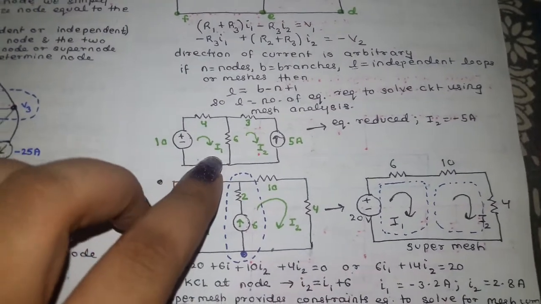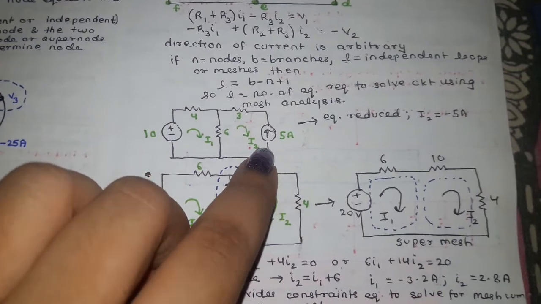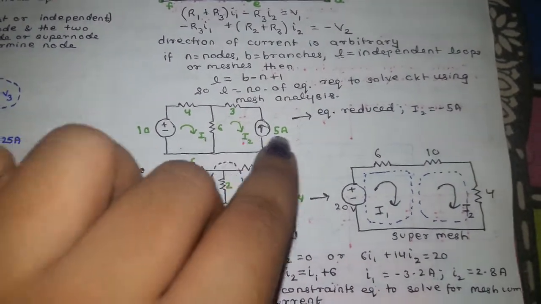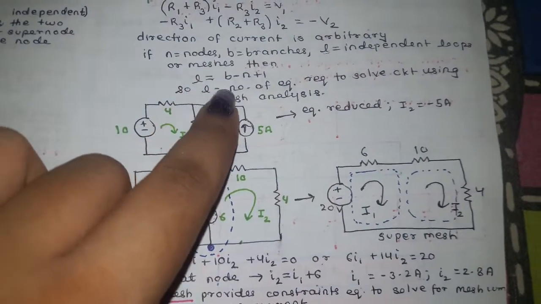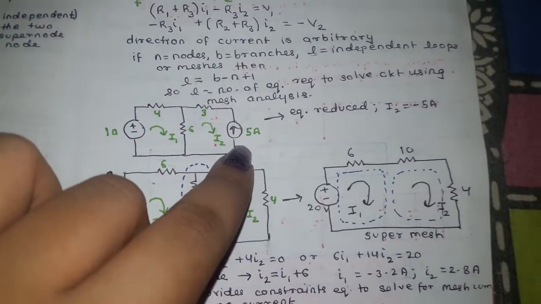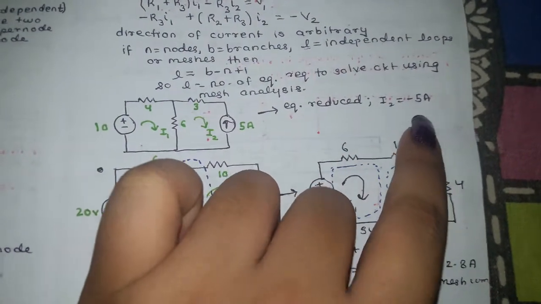Then we have two situations here. First situation is when we are having a current source over here. Okay, we are having it in a reduced format because I2 will tend to be -5. Here we are taking the current direction to be so, while 5 ampere is going the other way around, so I2 equals -5 ampere.